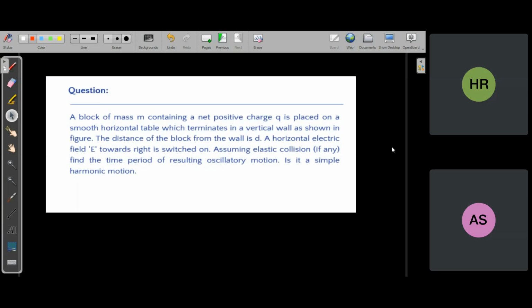So the block is present in an electric field and the block is charged. So that block will experience an electrostatic force. Charge is positive, so it will experience force in the direction of the electric field. It will move d distance, collide with the wall, and again return back. While returning back, it will experience force in the opposite direction of the motion, so it will slow down and finally stop. Understood? Do it fast. Or if you have any doubt, you can ask quickly.